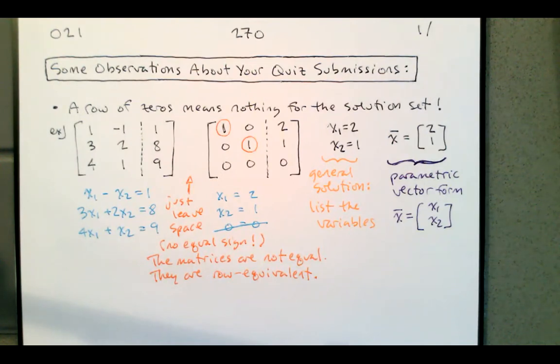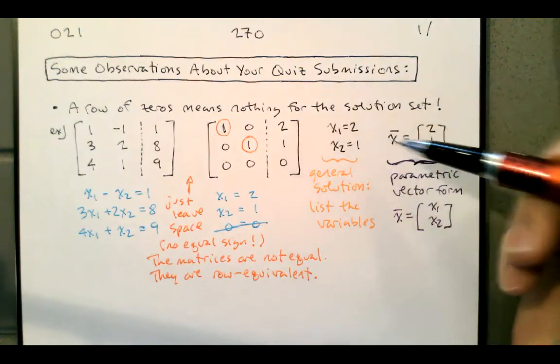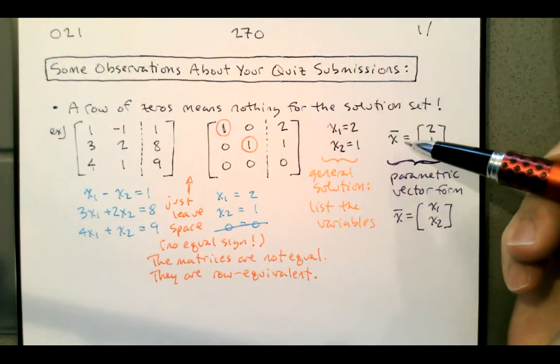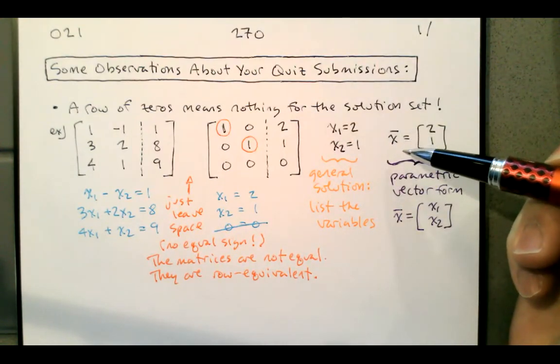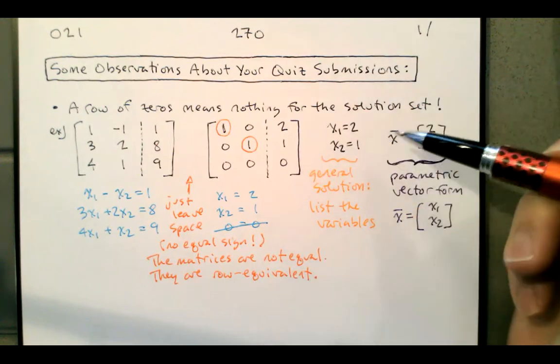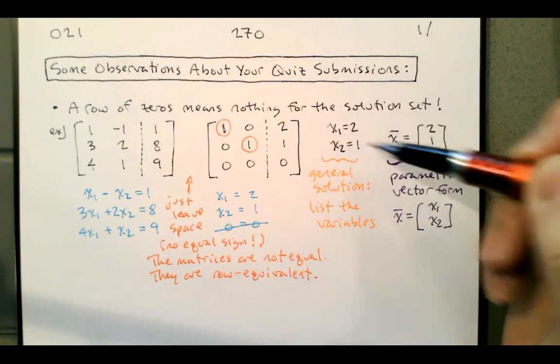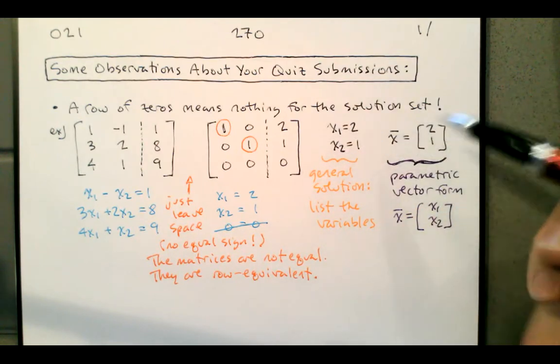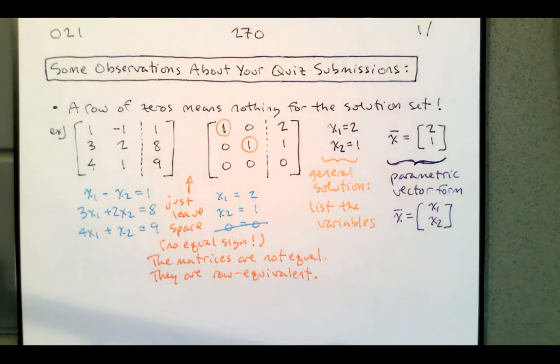A row of zeros means nothing for the solution set. Don't put an equal sign in between matrices that are not equal. Also, we would not want to put an equal sign between, say, this matrix and this solution to the corresponding linear system, because a matrix cannot equal something that is not a matrix, like a general solution or parametric vector form.